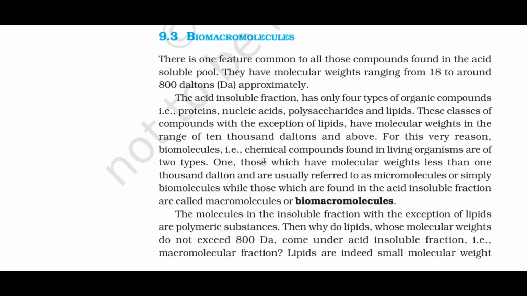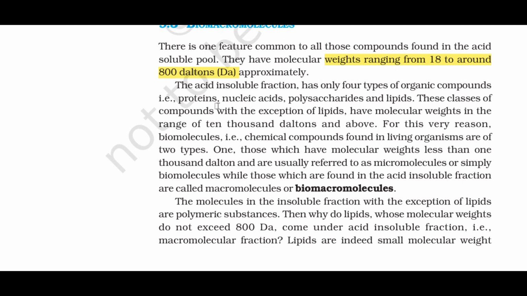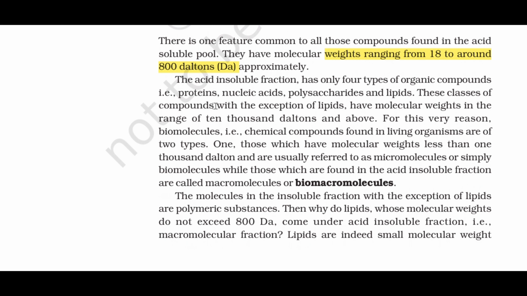Biomacromolecules. There is one feature common to all those compounds found in the acid-soluble pool. They have molecular weights ranging from 18 to around 800 daltons, Da, approximately. The acid-insoluble fraction has only 4 types of organic compounds, i.e., proteins, nucleic acids, polysaccharides and lipids. These classes of compounds, with the exception of lipids, have molecular weights in the range of 10,000 daltons and above.